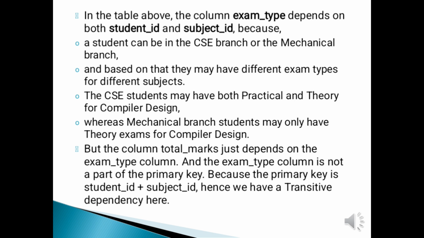In the table above, the column exam type depends on both student ID and subject ID, because a student can be in the CSE branch or the mechanical branch, and based on that, they may have different exam types for different subjects. The CSE students may have both practical and theory for compiler design, whereas the mechanical branch students may only have the theory exams for compiler design. But the column total marks just depends on the exam type column, and the exam type column is not a part of the primary key, because the primary key is student ID plus subject ID. Hence, we have a transitive dependency here.